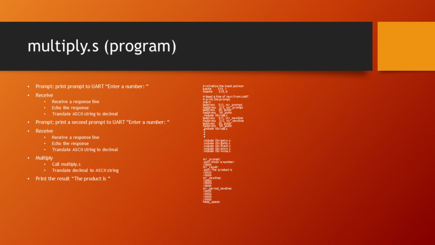Multiply.s is the main program. The mathematical procedures are mult and div. I included several procedures for input and output: put word, put line, get line, ASCII to word, and word to ASCII.